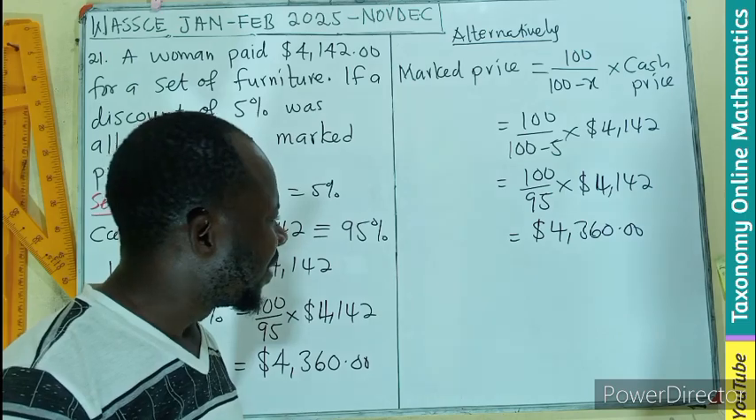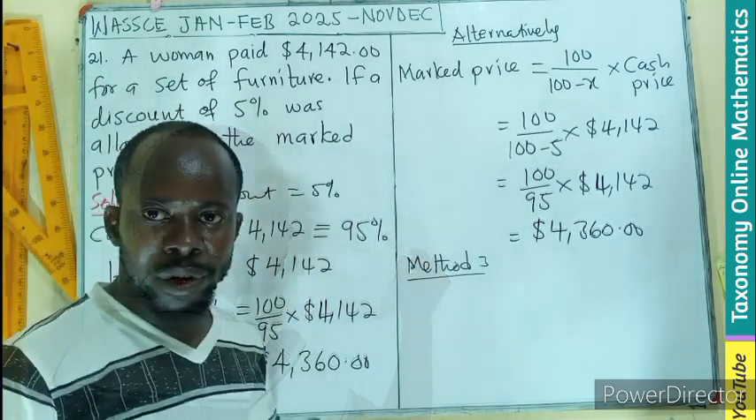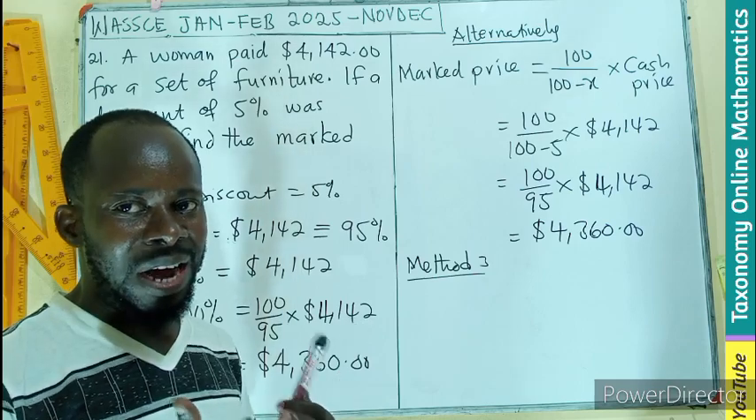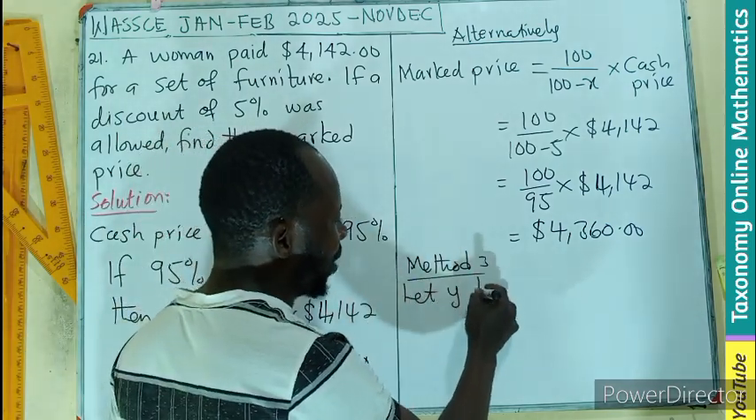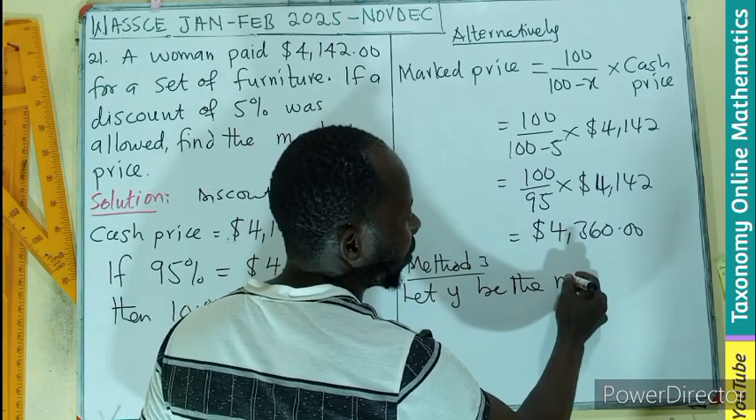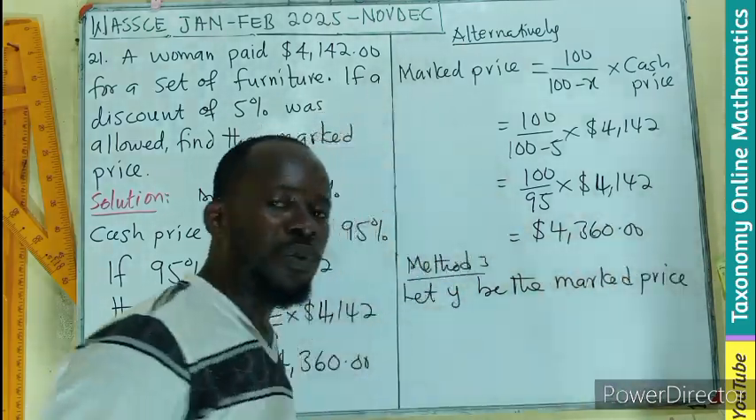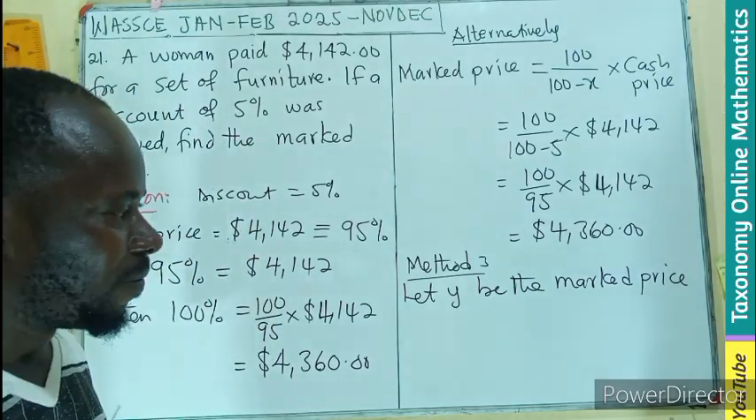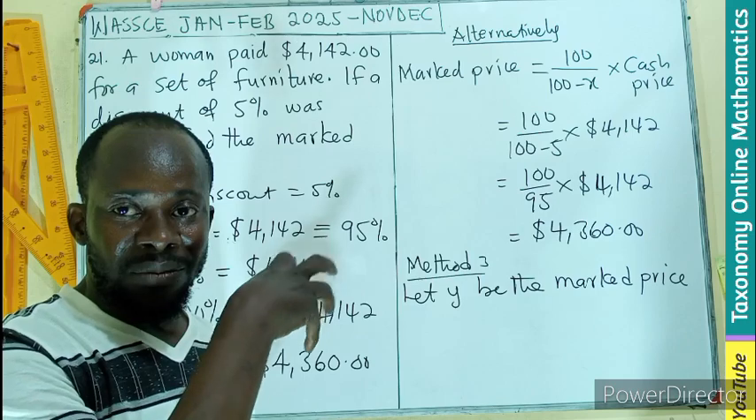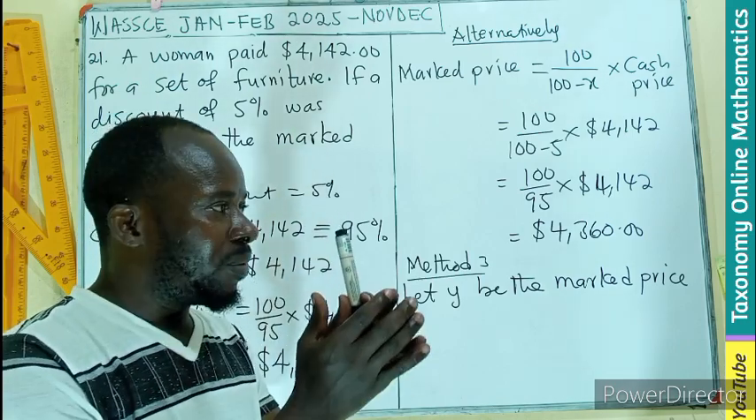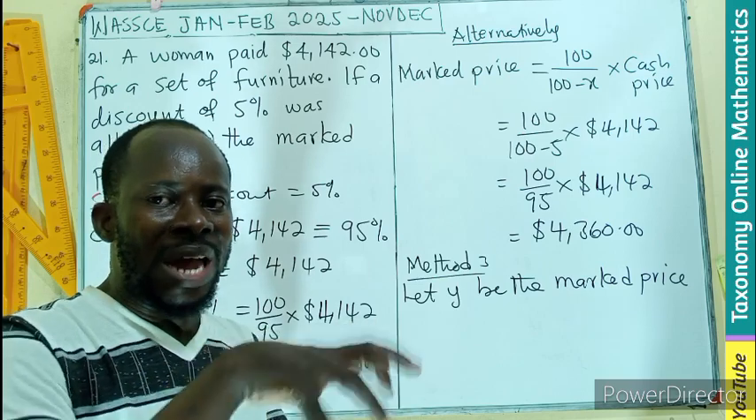All right. Let's see if we can go for the third method. So what we can do here is to let the value we are looking for be a variable. So let's say we let y be the mark price. Then to find the cash price, we are going to have a subtraction of the discount value.